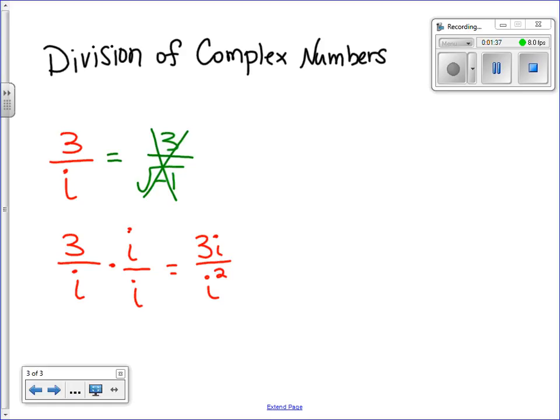And what does i squared equal? -1. So I have 3i over -1 or -3i. Now I don't have that i in the denominator anymore because it's not allowed. It's illegal. It's against the law of mathematics. Alright?